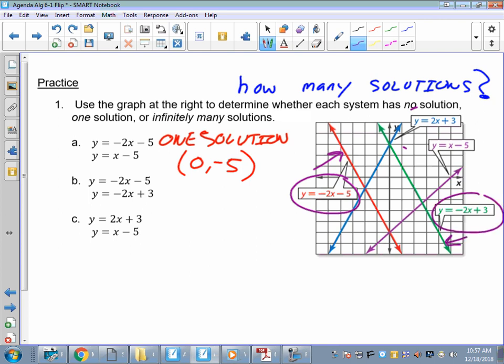So if you look at these two lines here, we've got the red line and the green line. And what do we notice about them? Do they have a solution? Do they have no solution? Well, if we look at their slope, they have the same slope of negative 2. They have the same m value.